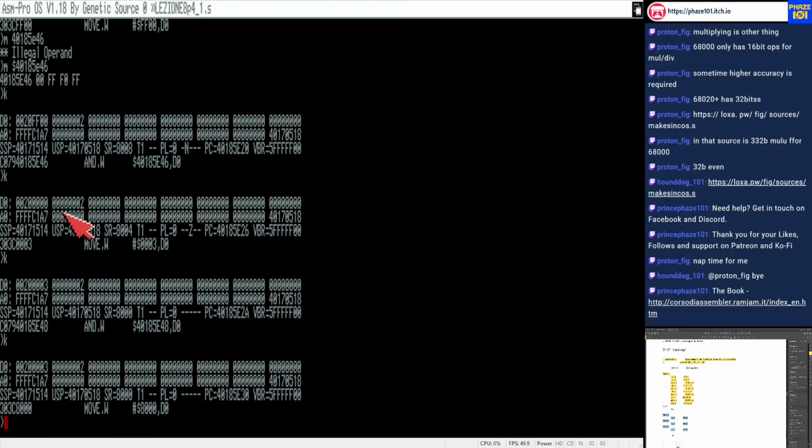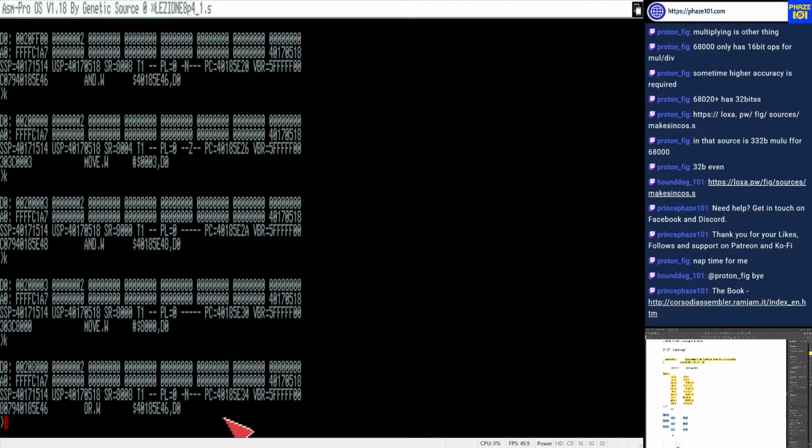Now we have 8,000 into the 0. Now we're going to OR it. OR is normally for setting bits on, and AND is for switching bits off. You remember this from, I think, chapter 4 or 5. I can't remember which one, but one of them.